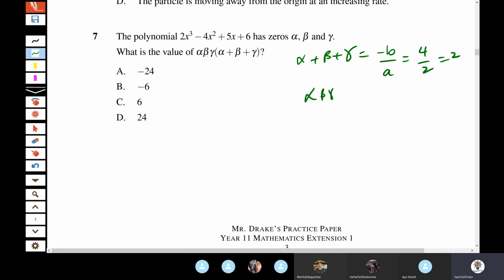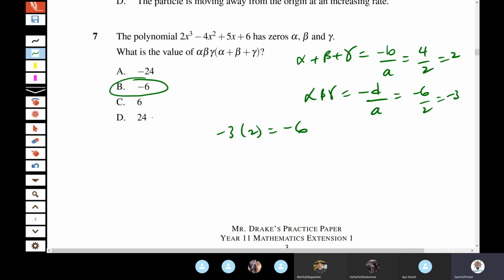And what about alpha beta gamma? Minus d on a? Careful, it's negative d on a. -6 on 2, which is -3. And then, of course, sub it in. -3 times 2 is -6. Get yourself a mark.